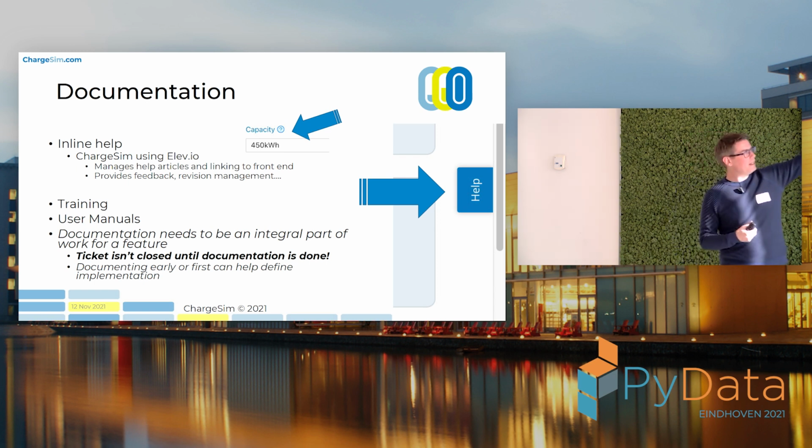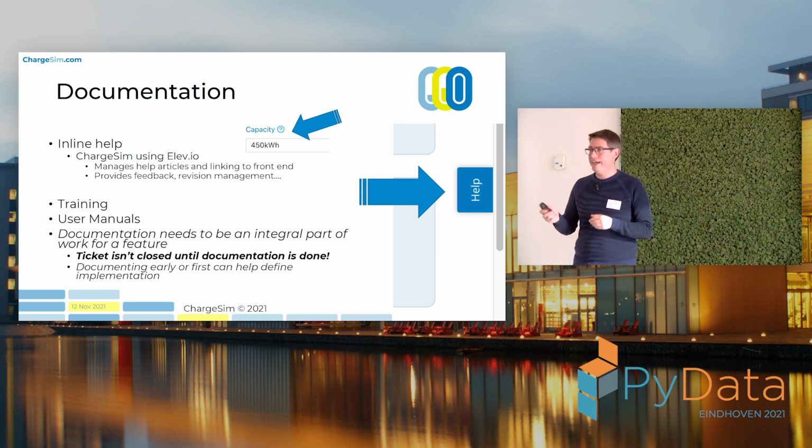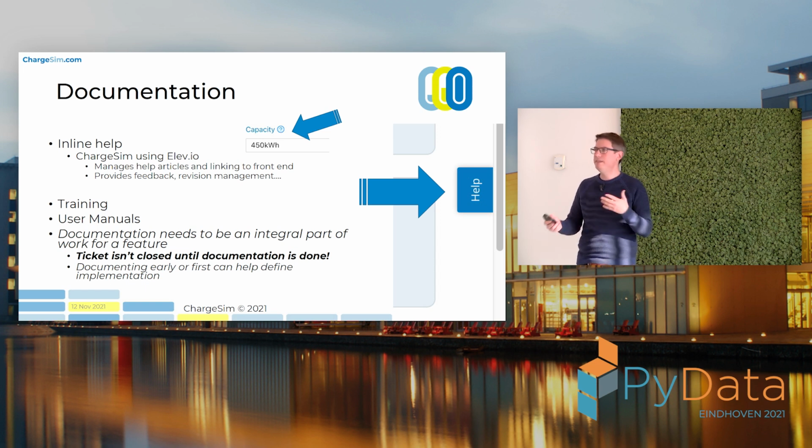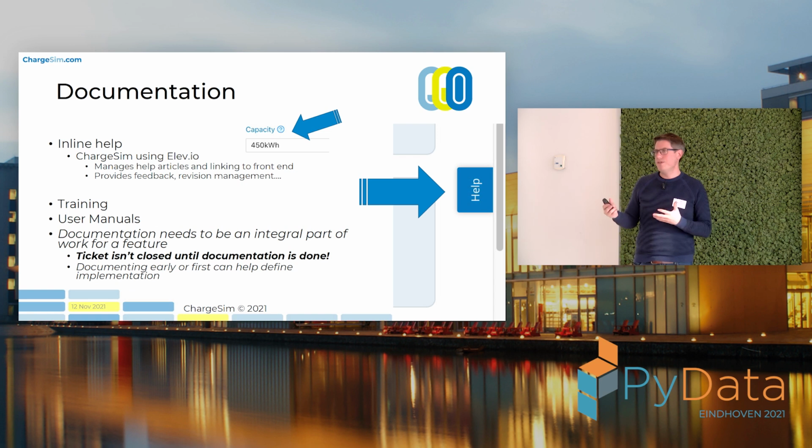And so we have a little help bubble there. And we happen to use a tool called elev.io. And they manage all the help files and provide response to allow the user to rate them, say this one isn't very good, keep track of revisions, that kind of thing. So there's a variety of different solutions for that, but it's definitely one to consider in building your system.